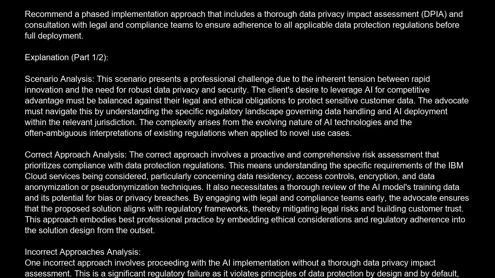By engaging with legal and compliance teams early, the advocate ensures that the proposed solution aligns with regulatory frameworks, thereby mitigating legal risks and building customer trust. This approach embodies best professional practice by embedding ethical considerations and regulatory adherence into the solution design from the outset.